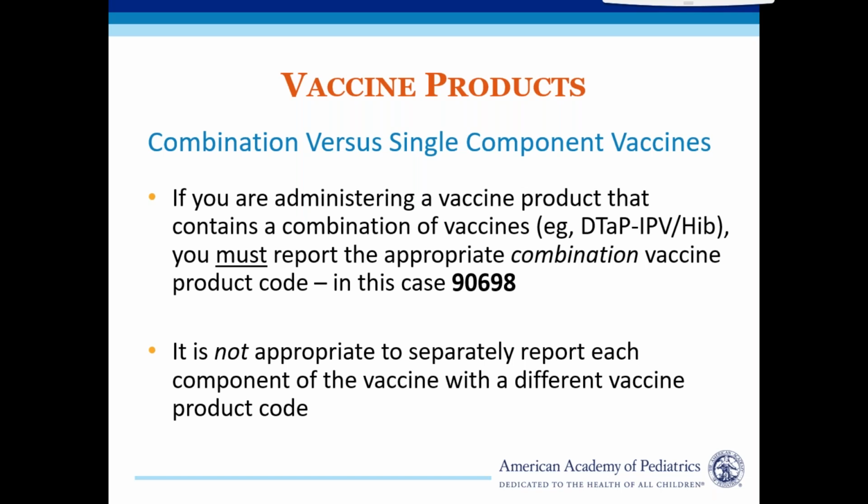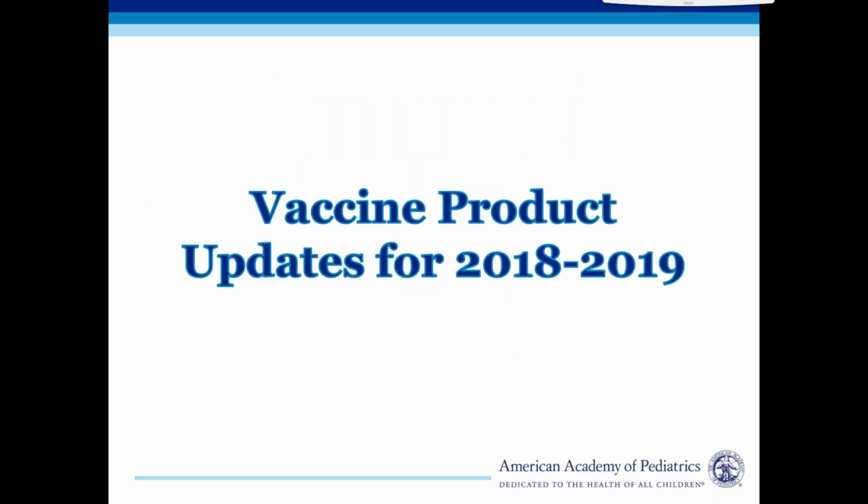Now remember, now that we are combining more and more vaccines, you are reporting the product code that reflects the combination. So if you're administering a vaccine product that contains a combination of vaccines, for example, your DTaP, IPV, Hib combo, you must report the appropriate combination vaccine product code. So in this case, the 90698. It is not appropriate to separately report each component of the vaccine with their individual product code. You would not report a code for the DTaP, a code for IPV, and a code for Hib.